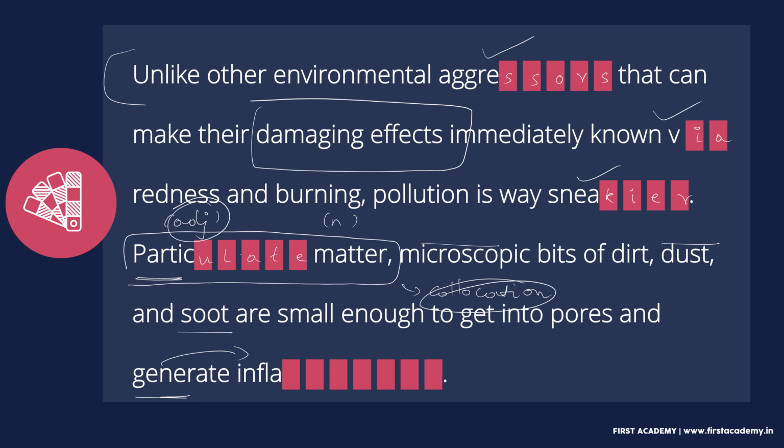So what is the word? Now here it is all a matter of vocabulary. What we are looking at is the word inflammation. And make sure that you get the spelling of the word right. So we have the word particulate and we have the word inflammation. So this is where DET expects you to understand the vocabulary.